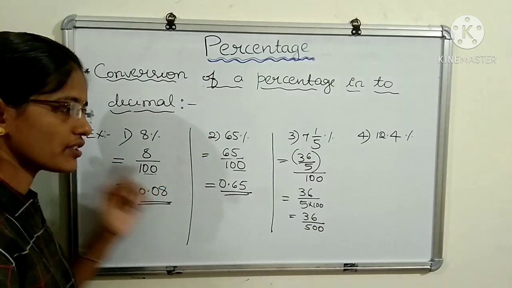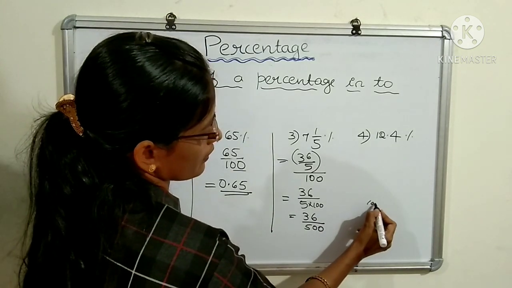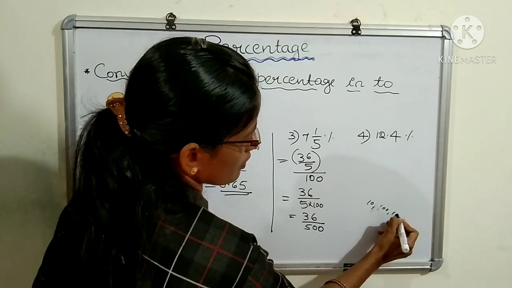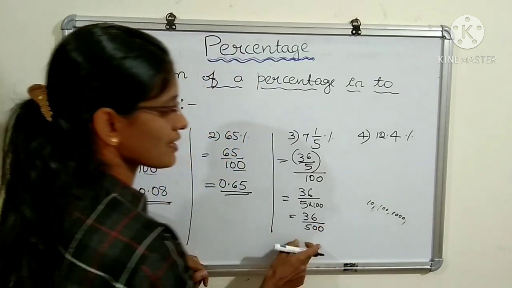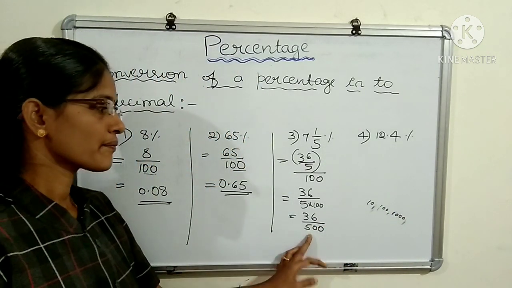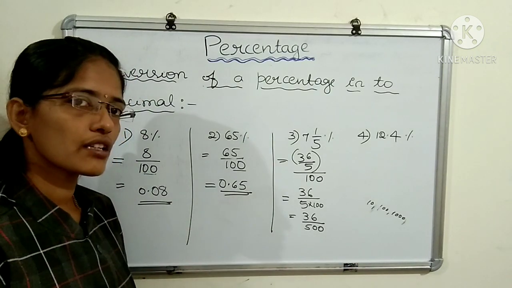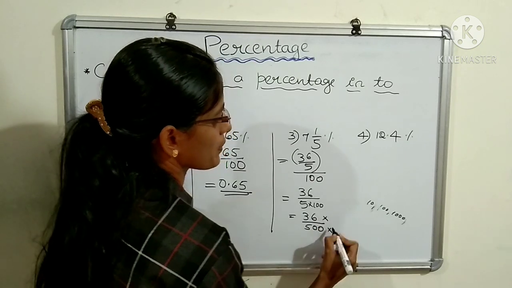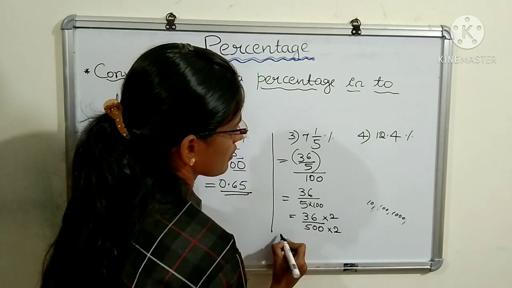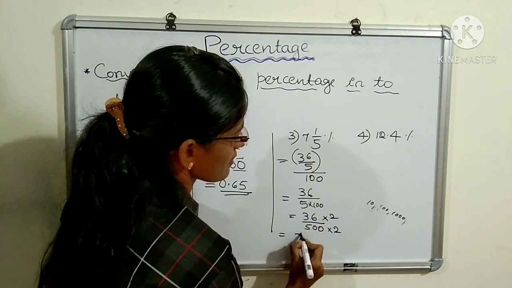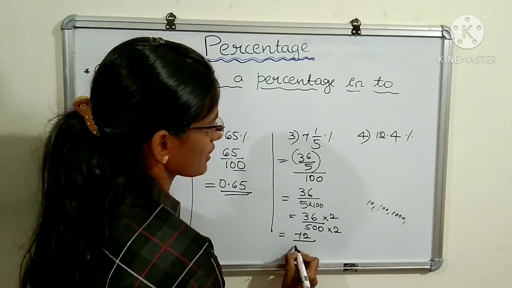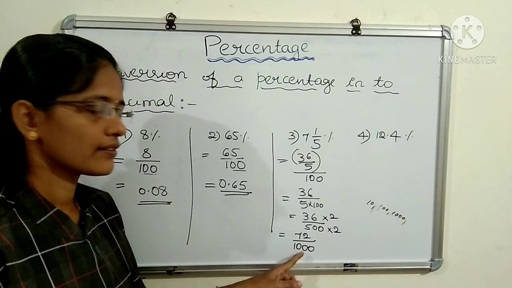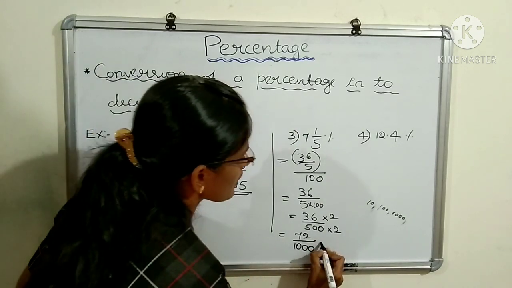I already said if the denominator is in this form, 10, 100, 1000, we can easily convert. But here 500 is not in this form. But can we convert in that form? Yes, by multiplying both numerator and denominator by 2. Here 36 2s are 72 divided by 1000. Now it is easy. You can easily convert to decimal form.